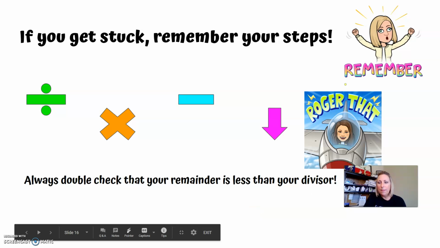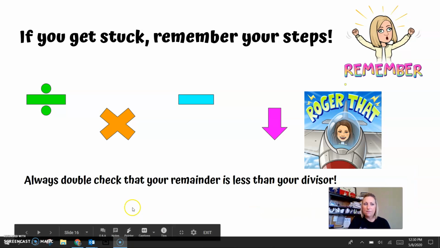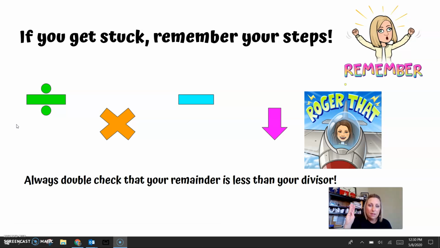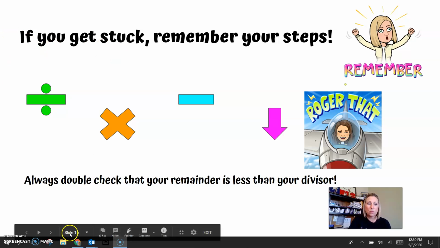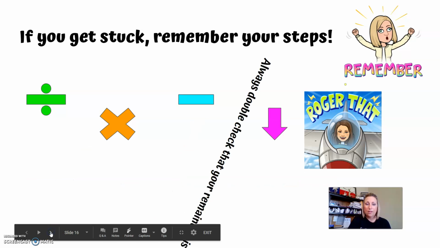Okay, so remember the steps of division. You divide, multiply, subtract, bring down. Then you bring it back. Divide, multiply, subtract, bring down, bring it back. And then when you get a remainder, when you're all done and you've brought down all your numbers, you need to check and make sure your remainder is less than your divisor. And then you know that that is what's left over.